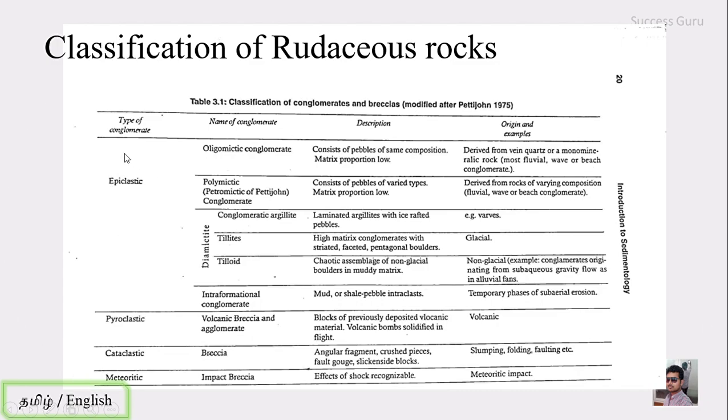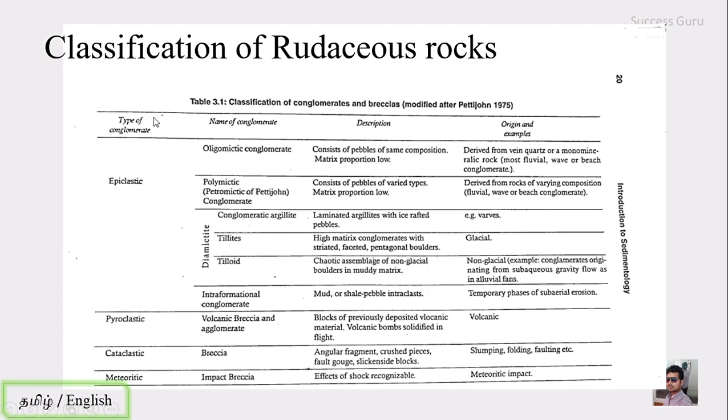The first one is the epiclastic conglomerate, which is formed due to erosion, transportation, and deposition. When this process is required for the formation of conglomerate, it comes under epiclastic. When it is pyroclastic, it originates by heat, like a volcanic eruption, whereas cataclastic is formed when there is plate movement or tectonic activity. And meteoric is formed when there is a meteoric impact.